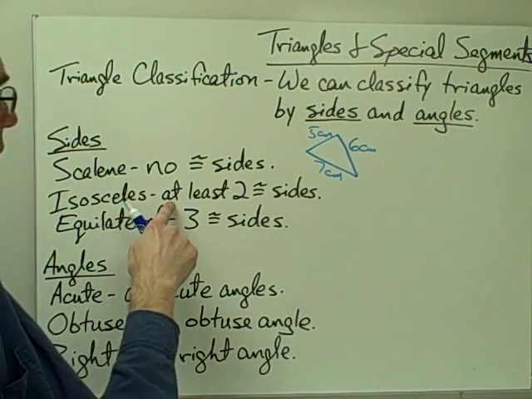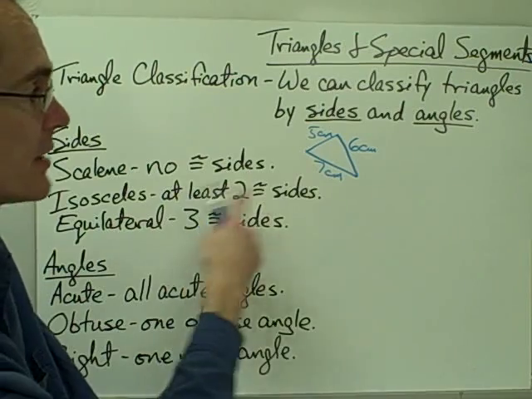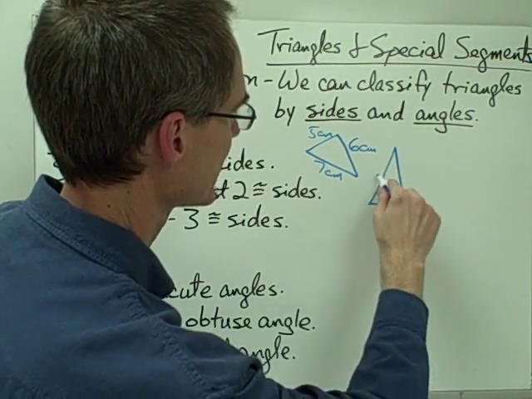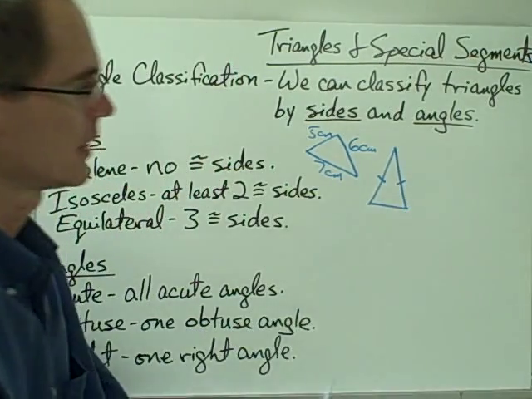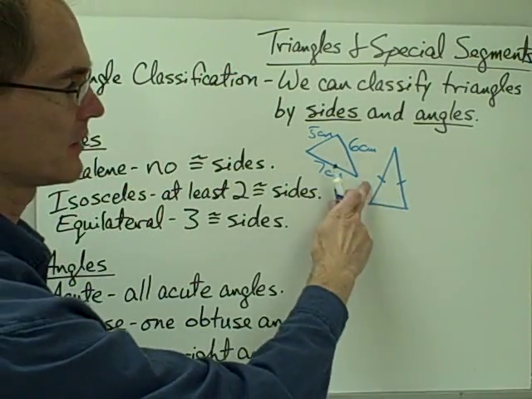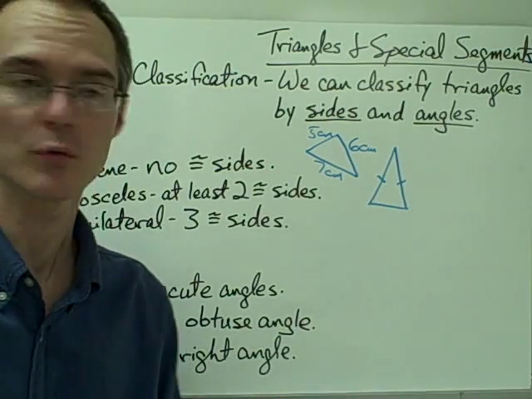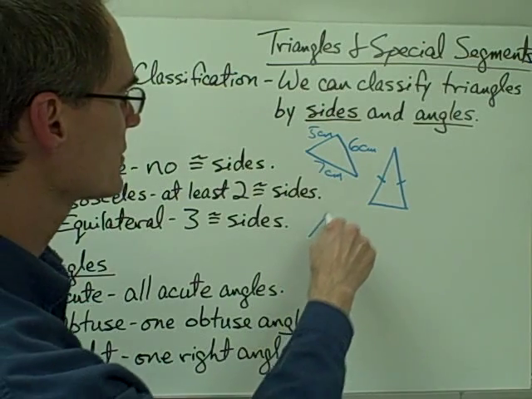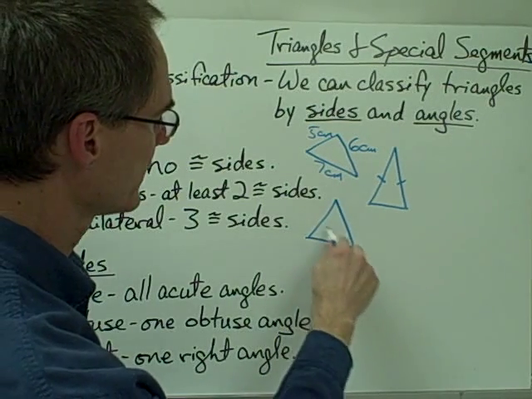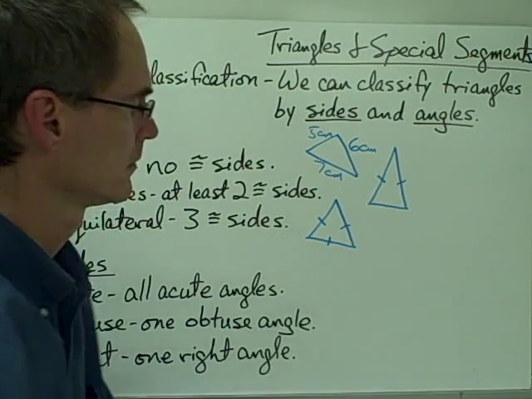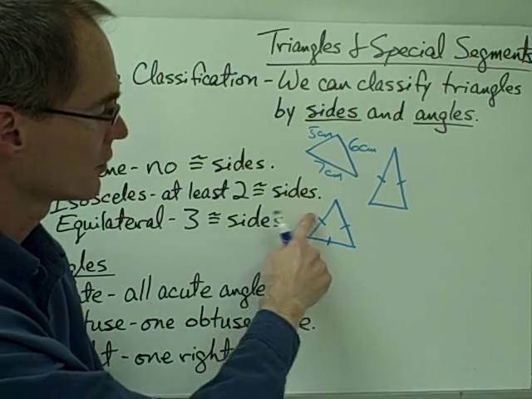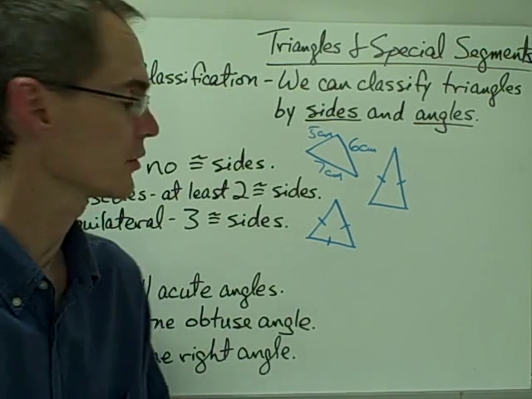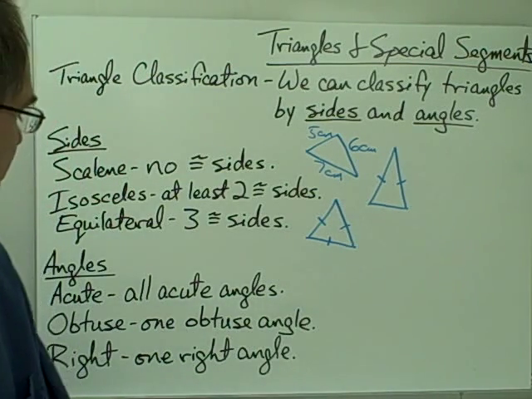An isosceles triangle has at least two congruent sides, and here's an example of an isosceles triangle. And you can see the hash marks on there indicate that these two sides are congruent, therefore it's isosceles. An equilateral triangle has three congruent sides, and an example of that would be that. And you can see the congruence hash marks are on all three sides, indicating that all three of those sides are congruent, therefore it's an equilateral triangle.